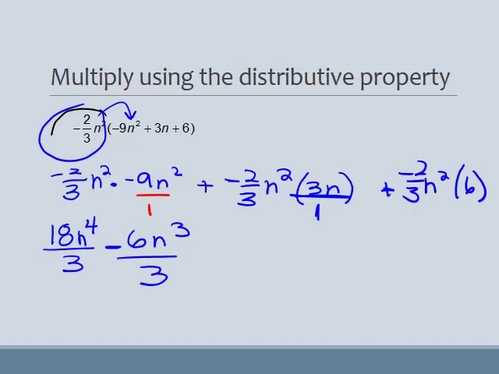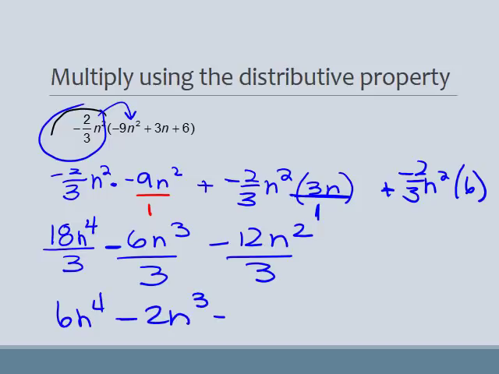And then lastly, negative 2 times 6 is negative 12 n squared, because we've got n squared times 1 all over 3. And then if I reduce my fractions, I get 6n to the fourth minus 2n cubed minus 4n squared. And that's what I get when I multiply.